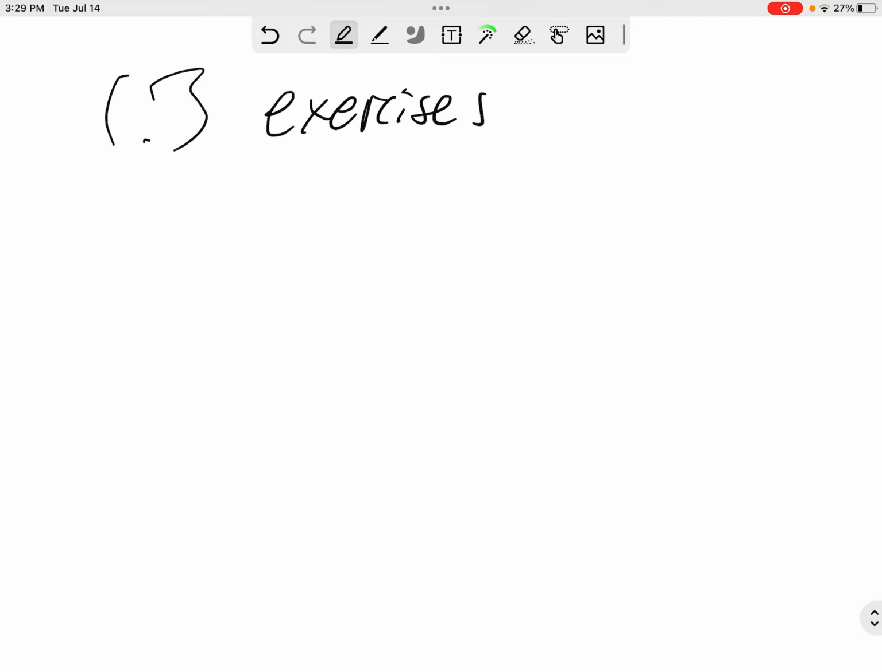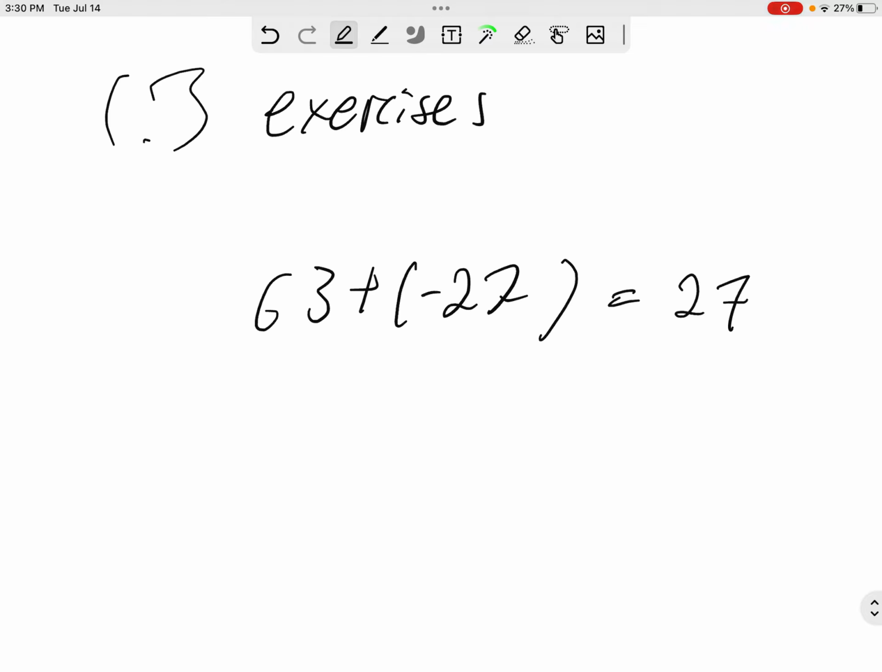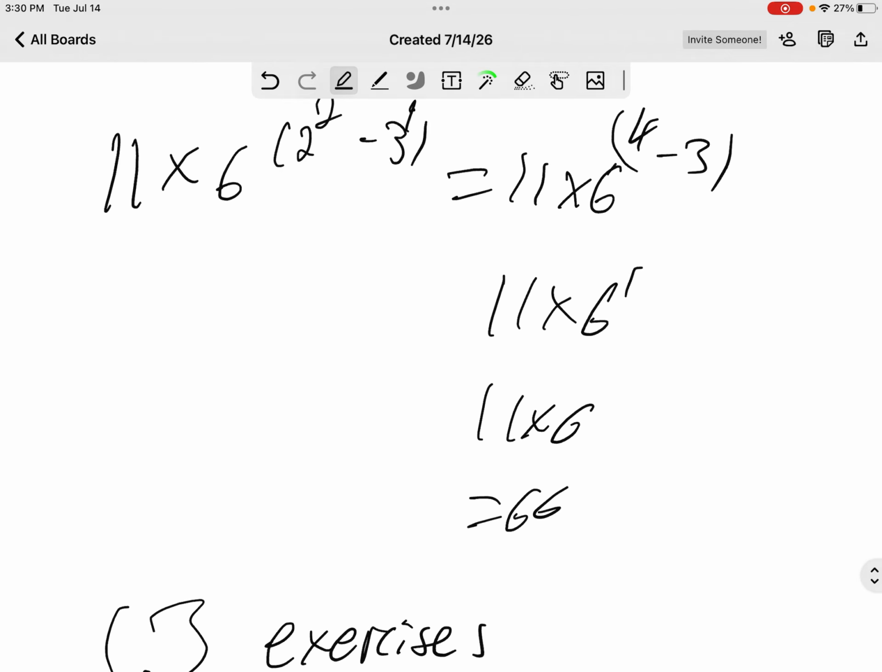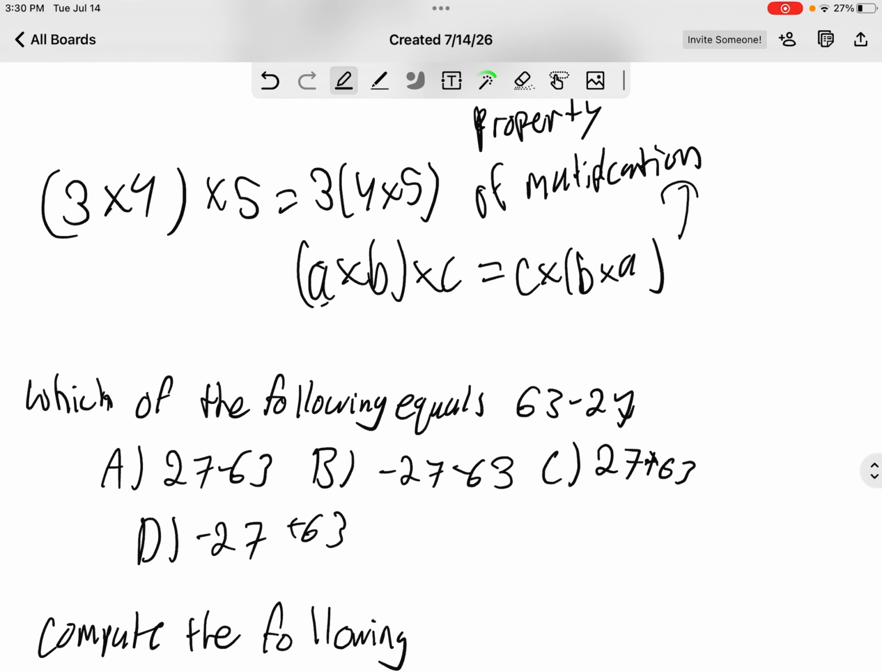For that, we first did 63 minus 27. We wrote it as 63 plus minus 27, which we can do with the commutative property of addition to get 27 minus 27 plus 63, which is also equal to minus 27 plus 63. This had the parentheses, so this answer was pretty valid. Let me just check real quick. Yeah, this answer was the correct answer, D.